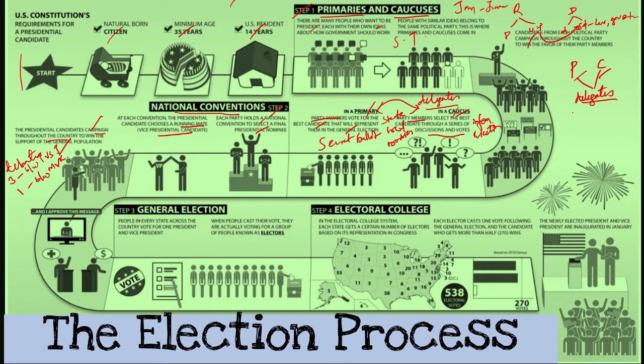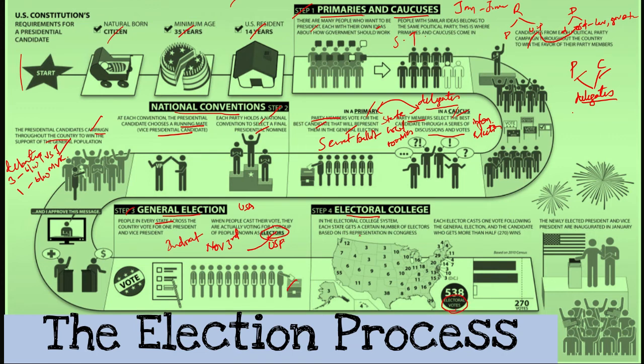So after these debates, coming to step 3, the general election. The registered voters of the United States of America elect the electors through the secret ballot system. On November 3rd, these electors elect the US president. It's an indirect election. People in every state vote for the electors. This is called the electoral votes, the electoral college.